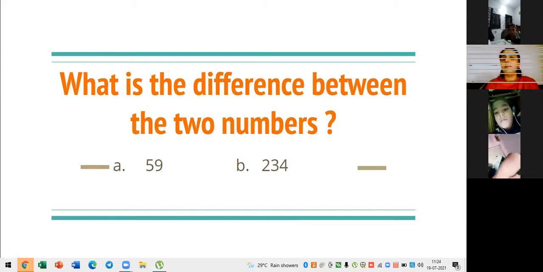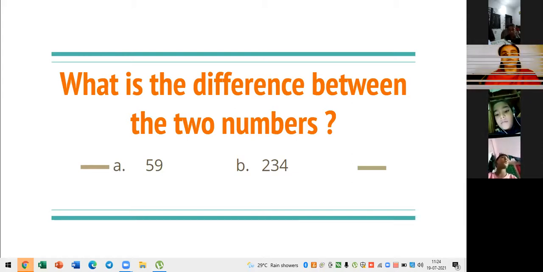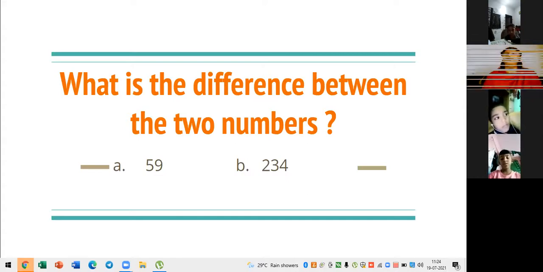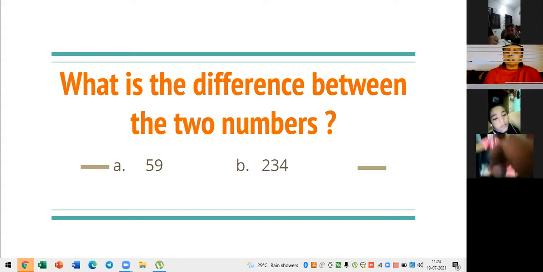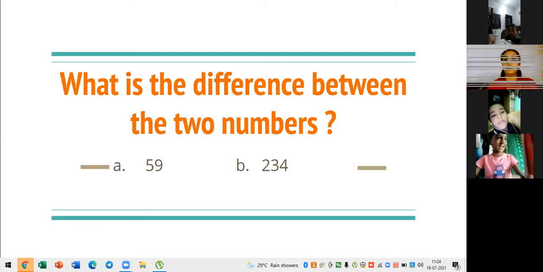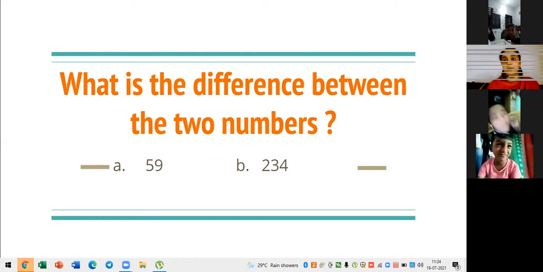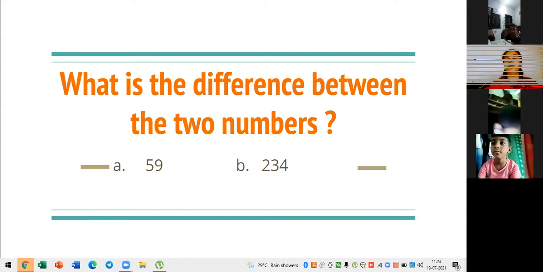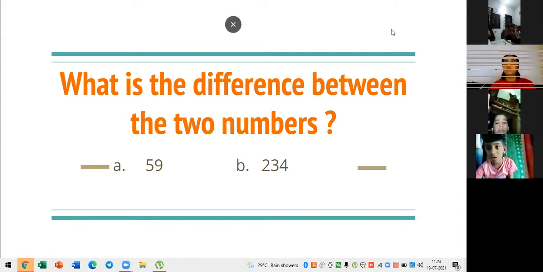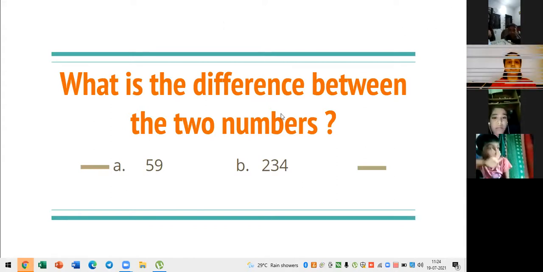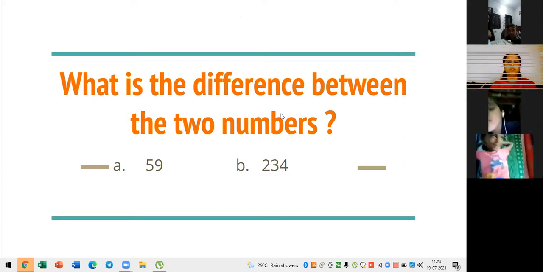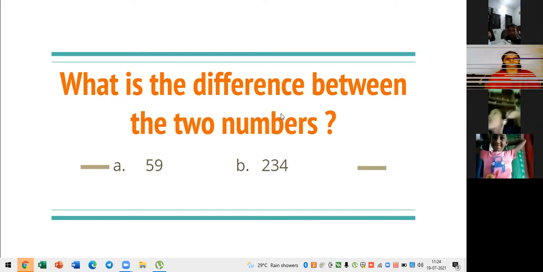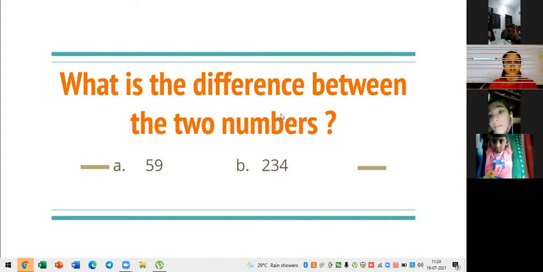And when we talk about the number 234, we are having 3 places. That is unit, tenth, and also a hundredth place. Okay. So this is the difference between the two numbers. I can see the responses on the chat box also. Rakshit has written units and tenths place. 59 is smaller number. All right.